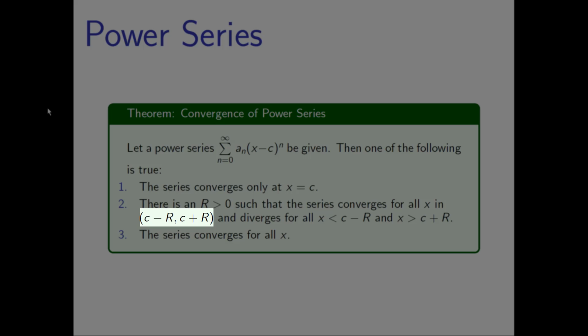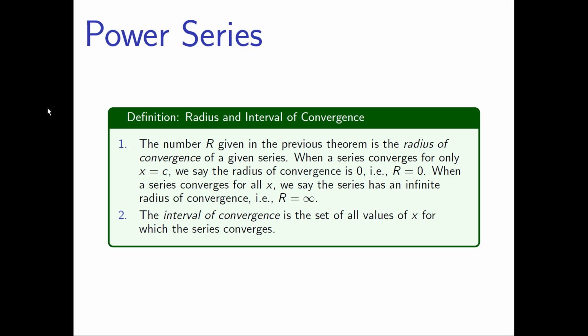And the r we refer to here, we'll talk about a bit more. The number r here is called the radius of convergence. Okay, that distance either side. Now, when it just converges at x equals c, the radius of convergence is 0, in other words, r equals 0. And when it converges for all x, we say it has an infinite radius of convergence, in other words, r equals infinity. And the interval of convergence is the set of all values for which it converges. So that's that range, either 0 or infinite, or that finite range.